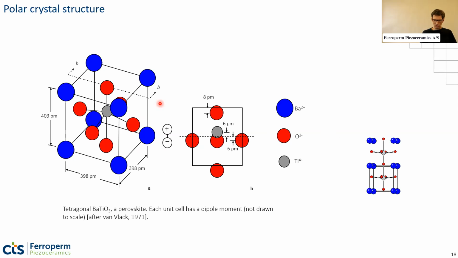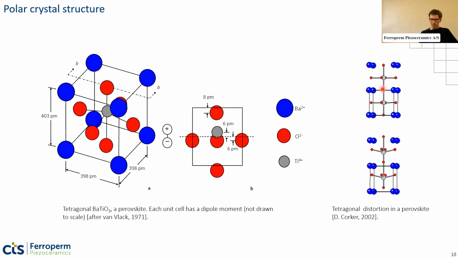I can also show you how the unit cell is actually distorted. You can compare it to this symmetric state where you are above the Curie point. In this case, there's no piezoelectricity, but if you go below that temperature, you see the displacement, the tetragonal displacement in this case, and this is what gives you the ferroelectricity and the piezoelectricity.